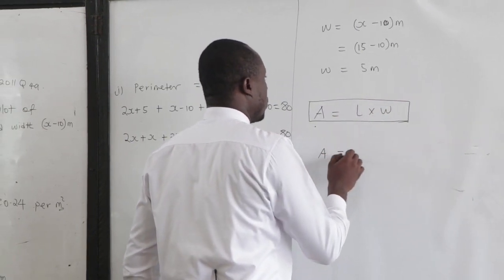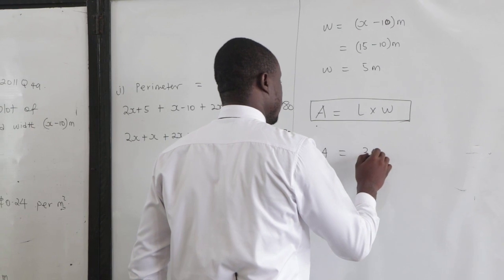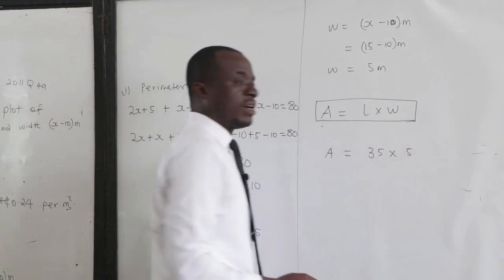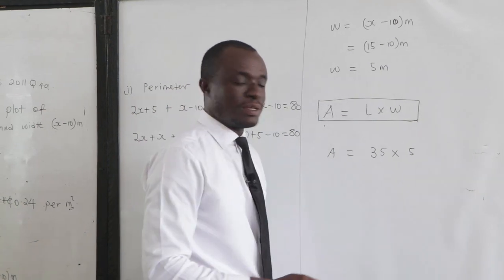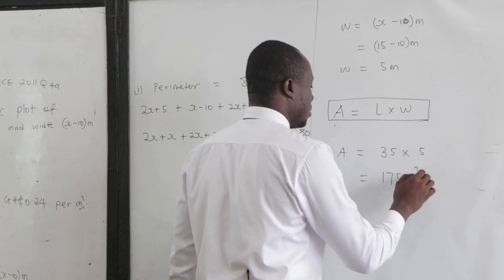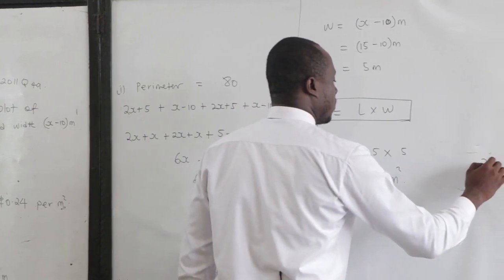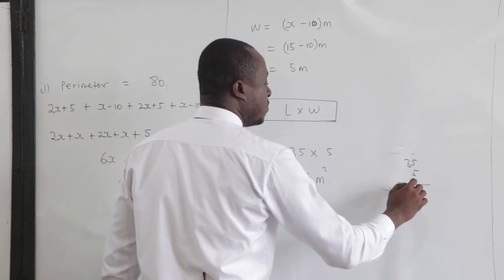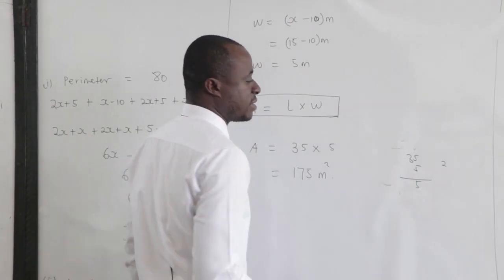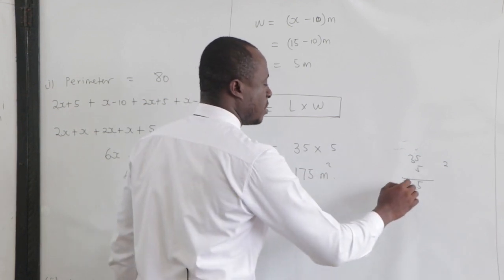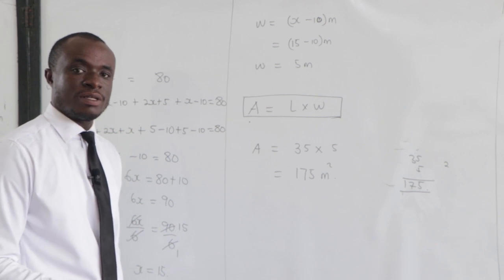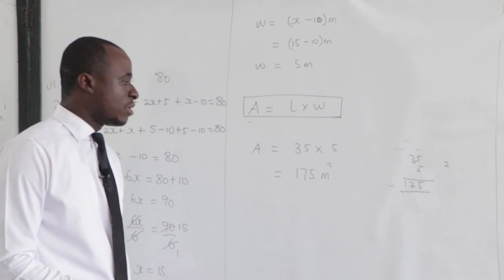Now, what is the length? The length is 35. What is the width? The width is giving us 5. And then what is 35 times 5? This is 175 meters square. How did I get it? We have 35 times 5. 5 times 5 is 25. So 5 times 3, that is 15. 15 plus 2, that is 175. So the area is 175 meters square.